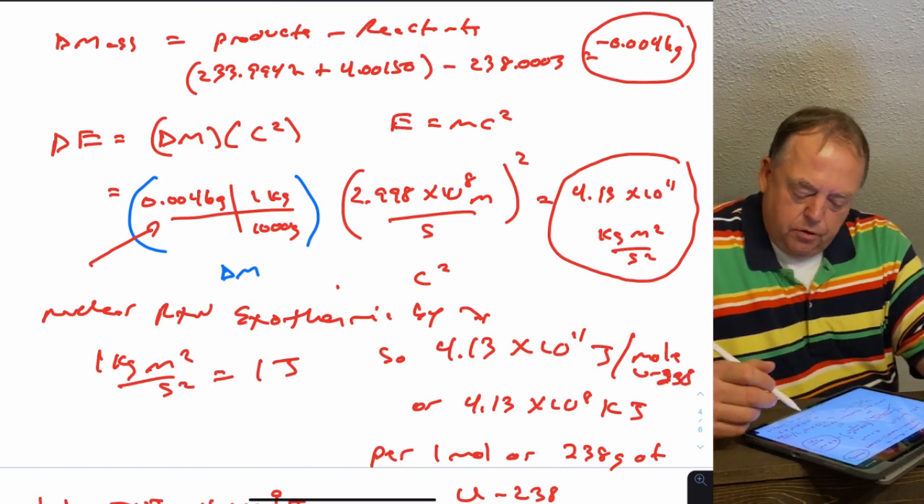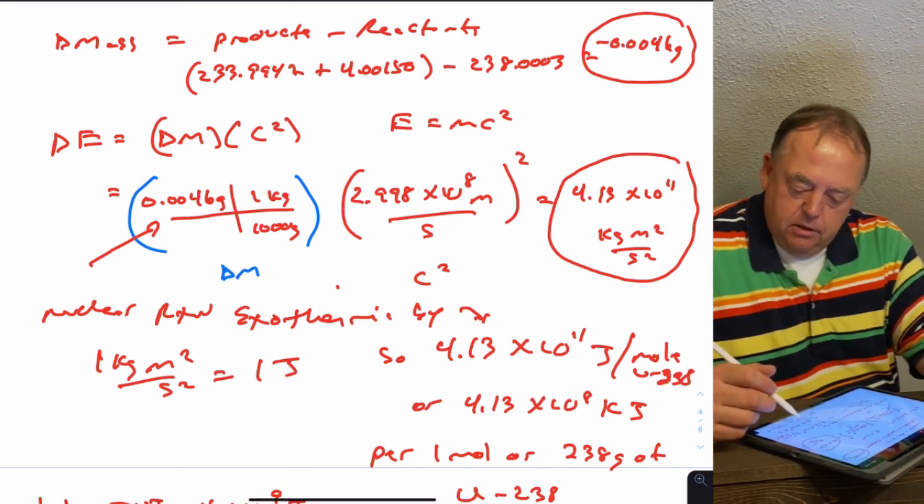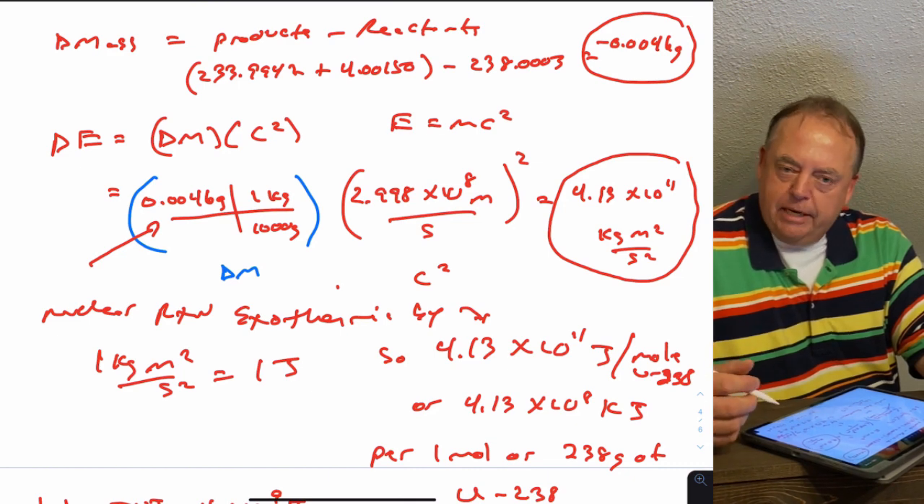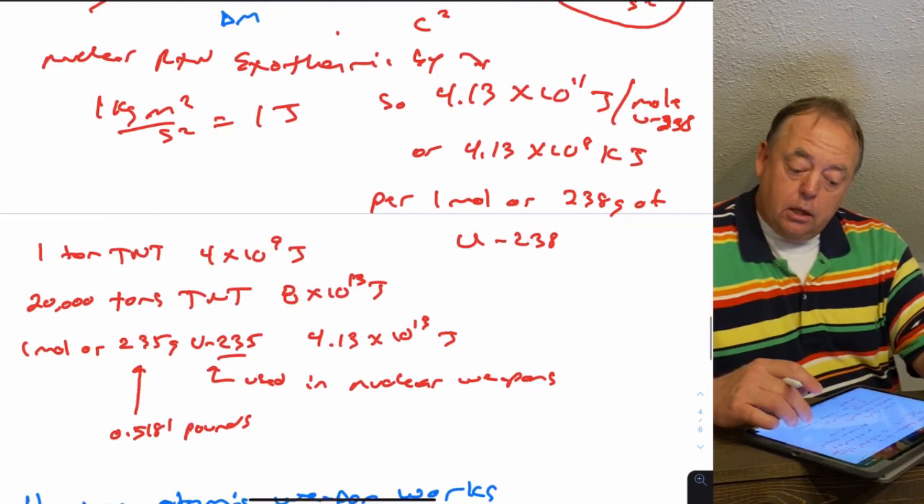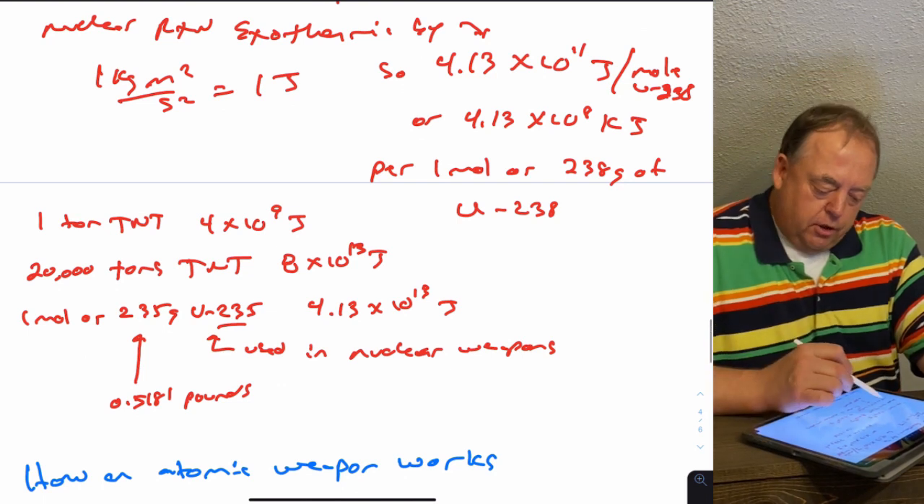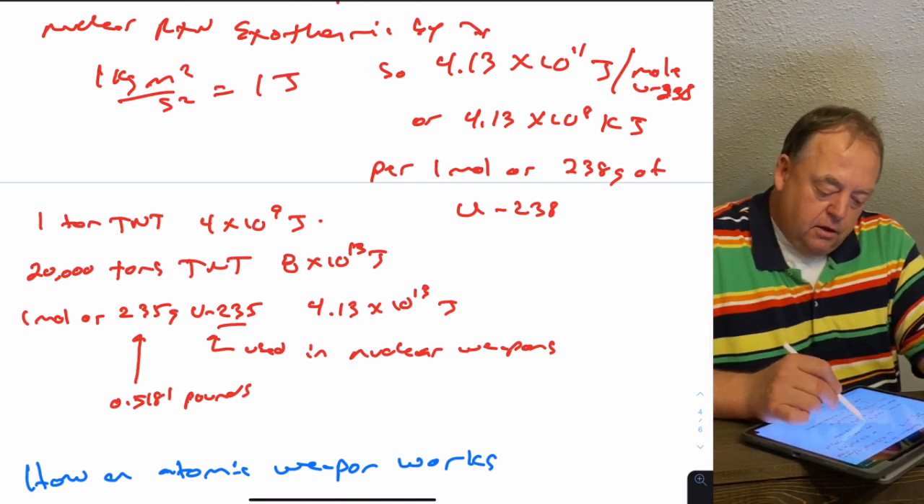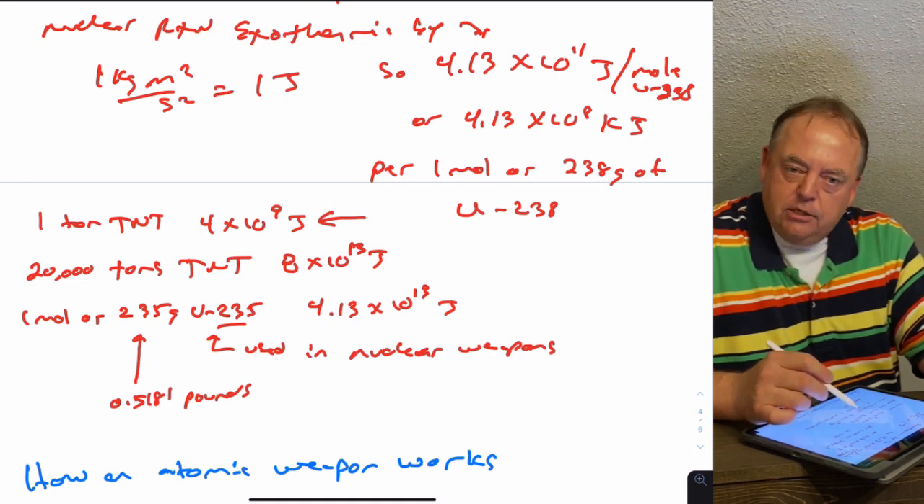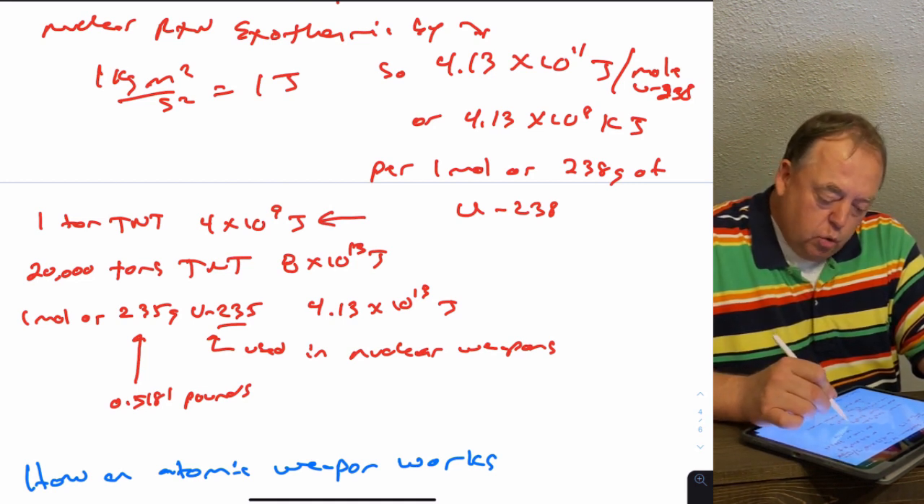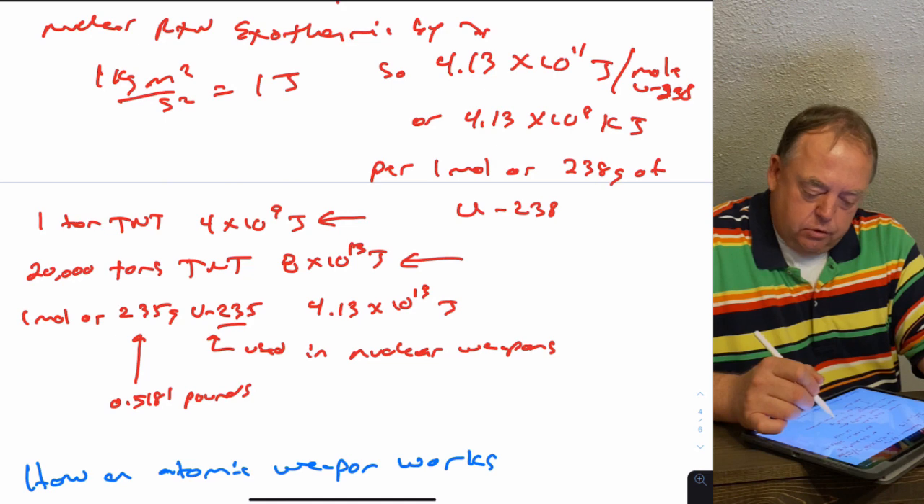So that would be exothermic by 4.13 times 10 to the 11 joules per mole of uranium-238. So that's a lot of energy. So 1 ton of TNT, when it explodes, would generate 4 times 10 to the 9 joules. So 20,000 tons of TNT would generate 8 times 10 to the 13 joules.